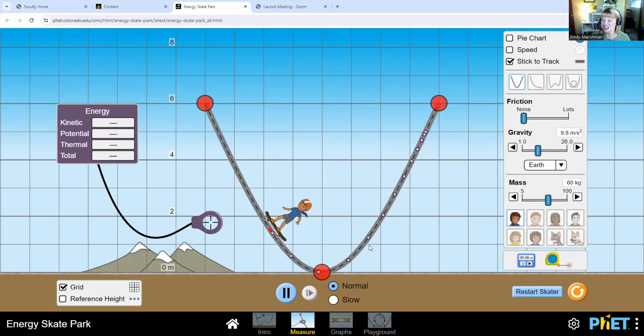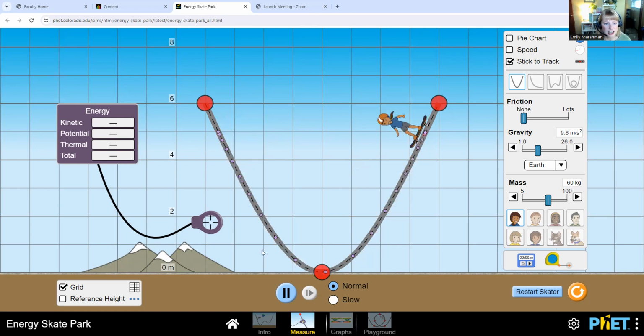Now that energy changes form, right? As you move along the path, that gravitational potential energy turns into kinetic energy of motion. But the total amount of energy you have is the same throughout the entire path. It just converts forms.